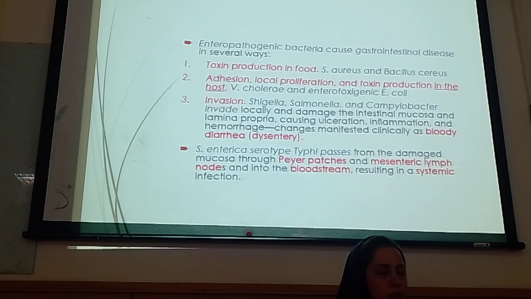Sometimes different microorganisms cause GI infectious diseases through different pathways. For example, in Staph aureus or Bacillus we have toxin production. Some of the microorganisms adhere to the mucosa, proliferate, and produce toxins, for example, Vibrio cholerae or enterotoxigenic E. coli. Some agents invade and cause bloody diarrhea or dysentery, such as Shigella, which is the most common, Salmonella, and Campylobacter.